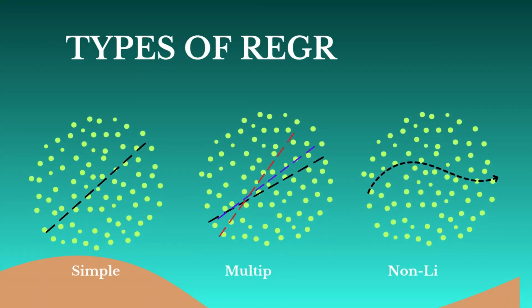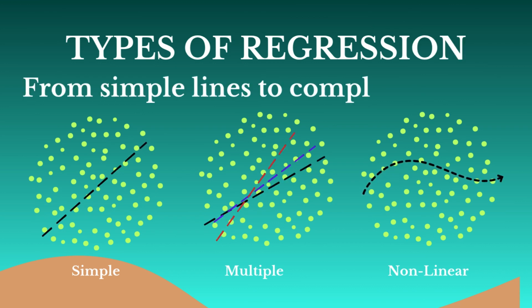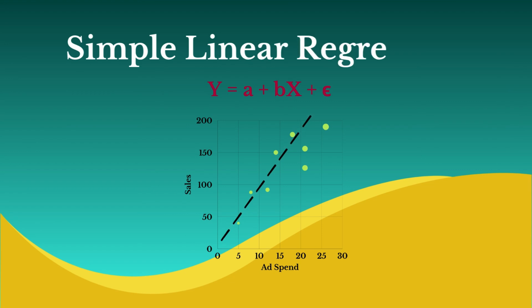There are many variations of regression, but most analyses start with linear regression. Let's understand the key types you will encounter in real world analytics. First, simple linear regression. This model studies the relationship between just one independent variable and one dependent variable. It is the easiest form of regression and it fits a straight line through data.